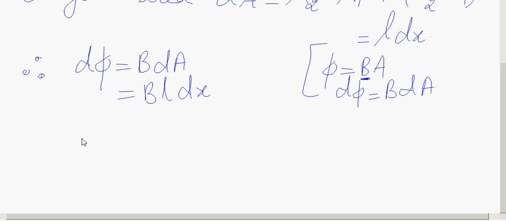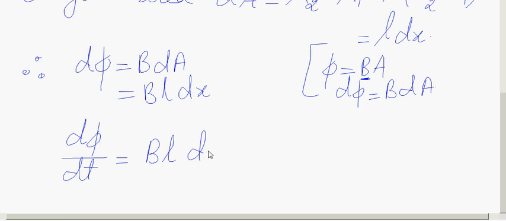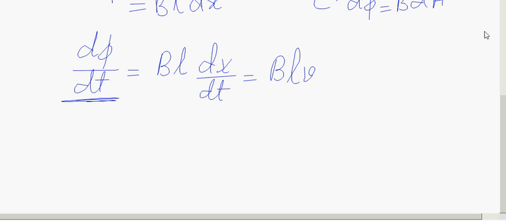And the rate of change of flux d phi by dt will now become BL into dx by dt. There is no change in B, and there is no change in the length L of the rod, it is constant, given. B into L into dx by dt, and this dx by dt we can write as velocity, BLV. Now what is this d phi by dt? This is nothing but the induced EMF.